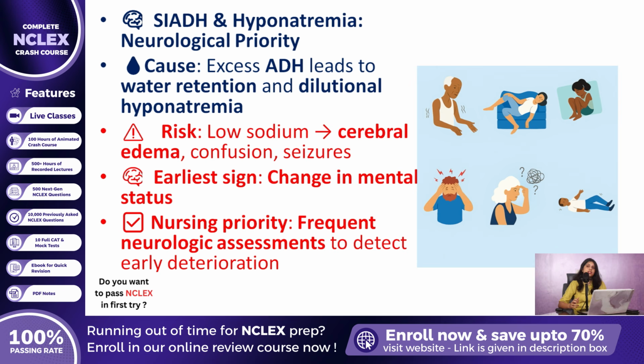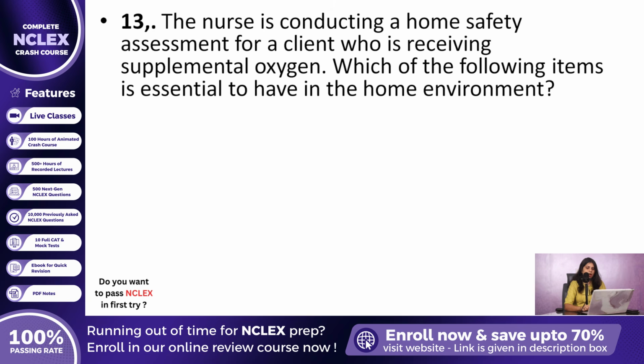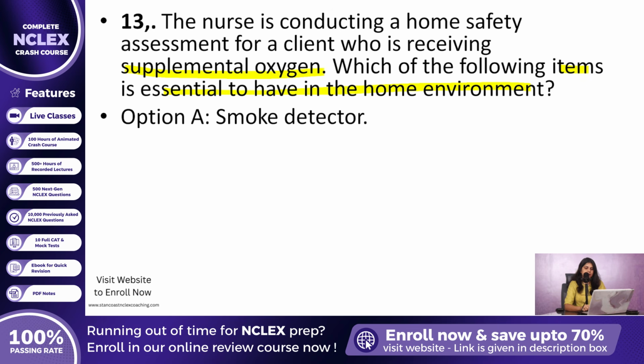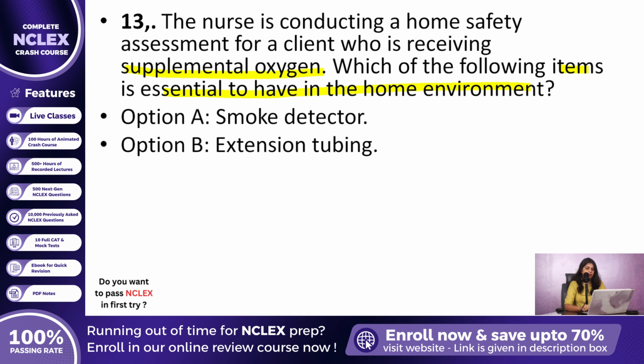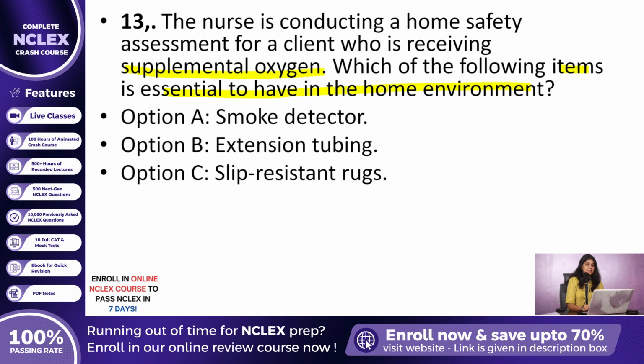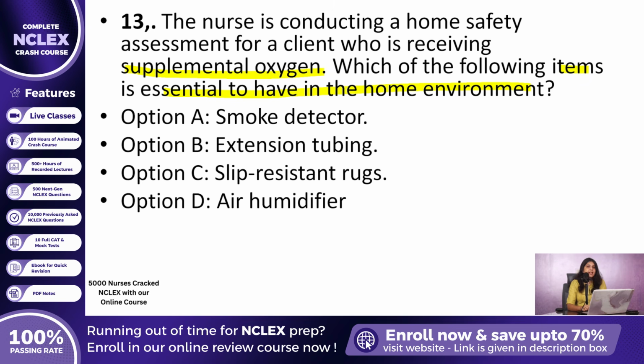Moving right along to question number 13, let us explore home safety concerns for clients on oxygen therapy. The nurse is conducting a home safety assessment for a client who is receiving supplemental oxygen. Which of the following items is essential to have in the home environment? Here are the choices. Option A, smoke detector. Option B, extension tubing. Option C, slip-resistant rugs. Option D, air humidifier. The correct answer is option A, smoke detector.